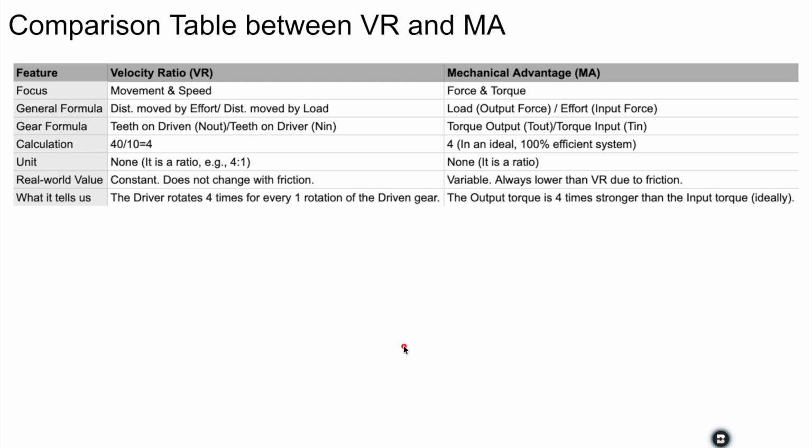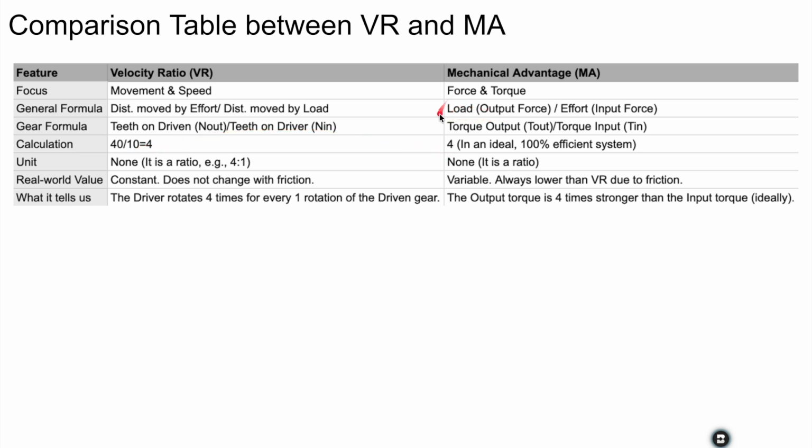Let's look at a comparison table between velocity ratios and mechanical advantage. The focus for velocity ratios is movement and speed, whereas the focus for mechanical advantage is force and torque. The general formula is distance moved by the effort over distance moved by the load. But again, we're going to swap the denominator and the numerator in our ratio for gear formulas. So this is the number of teeth on the driven over the number of teeth on the driver. For instance, a calculation would be 40 over 10, which is 4.